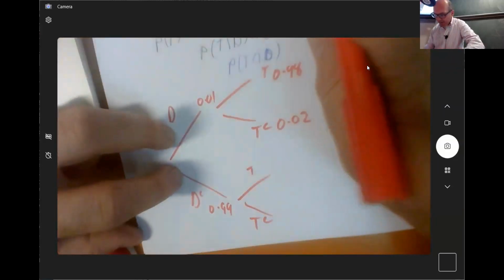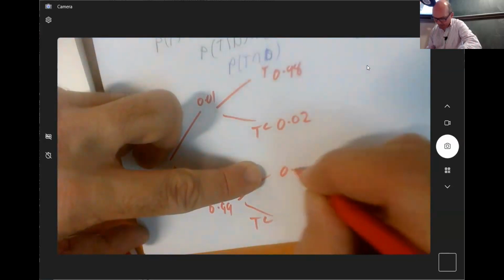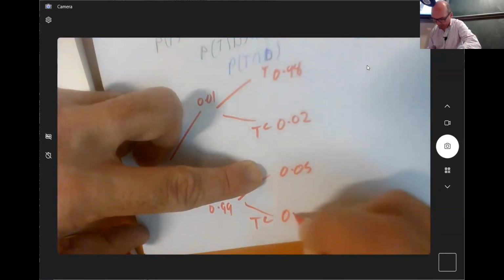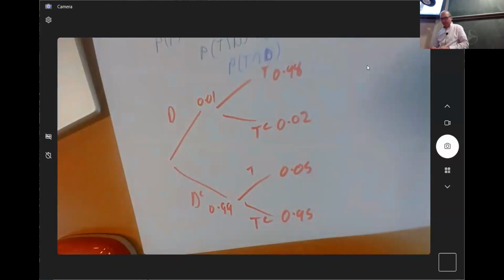And so in a similar way, we test positive. So this is like a 0.05 and this is a 0.95.